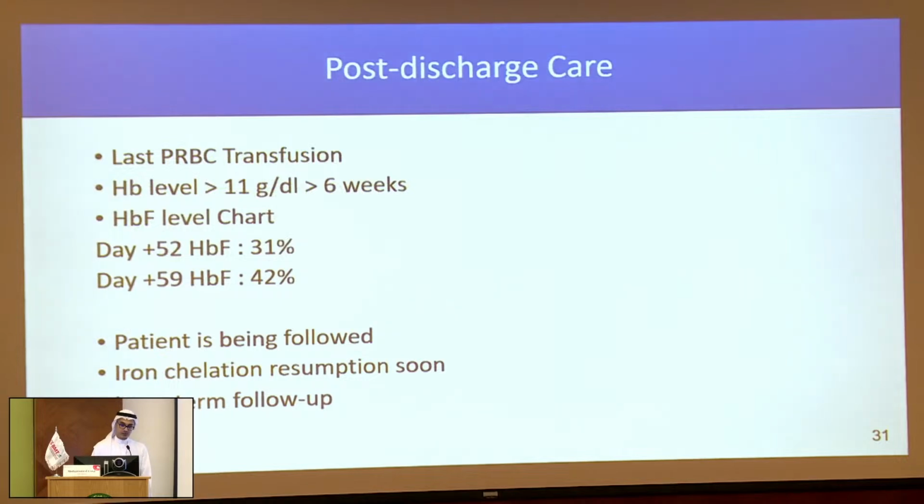And the last PRBC transfusion was given around day 21 or so. So it's more than 6 or 7 weeks now from the last blood transfusion, where the patient was receiving it every 3 weeks prior to the procedure. Interestingly, we wanted to check the hemoglobin F because that's the marker that we are looking at. So at day plus 52, it was 31%.